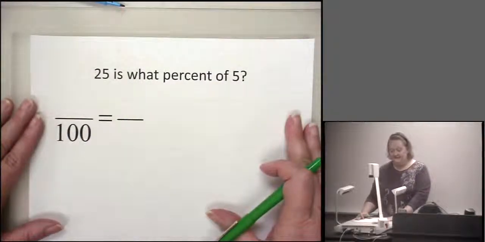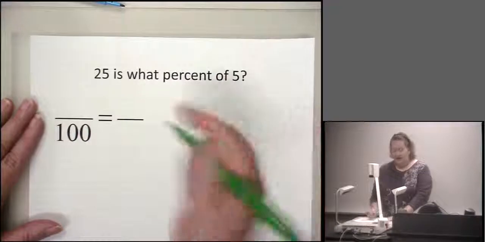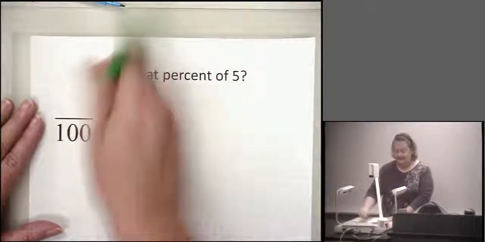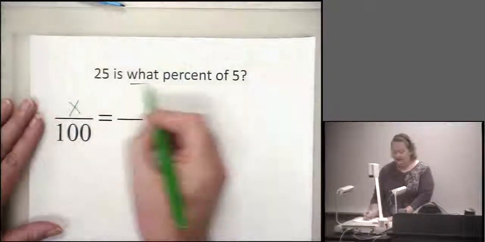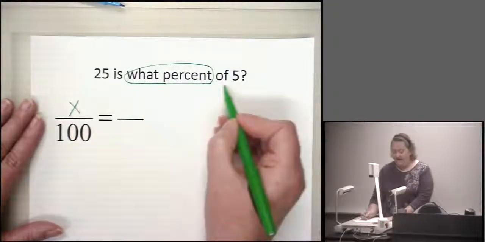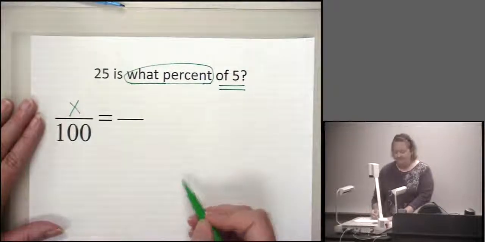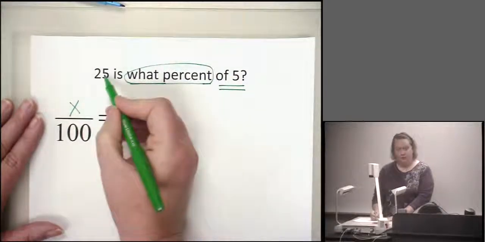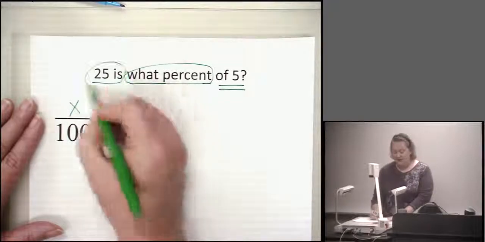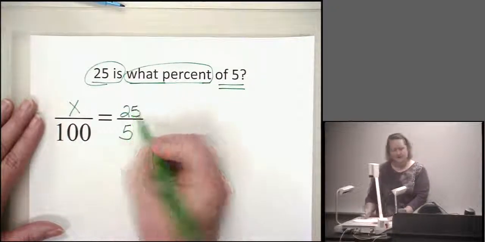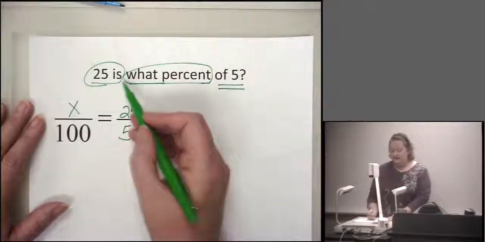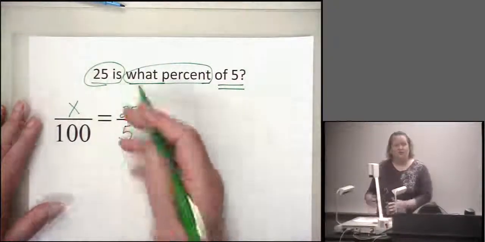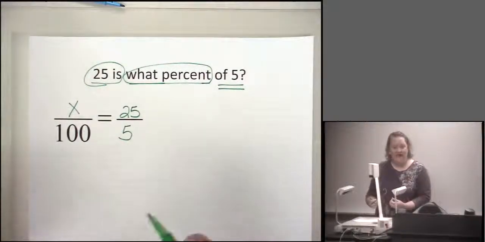25 is what percent of 5? And what percent is the X? That's my percent. Of 5, that's my total. 25 is my part. Now notice something strange is going on here. My total is smaller than my part. So what percent of 5 is 25? So we've grown. It's grown bigger than 5.